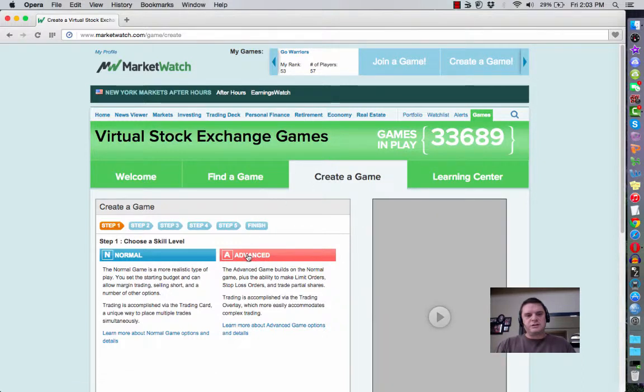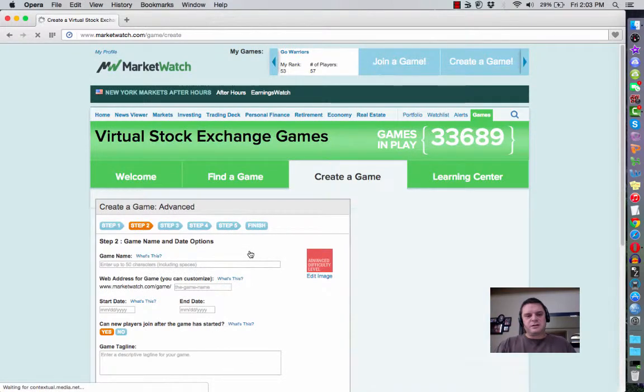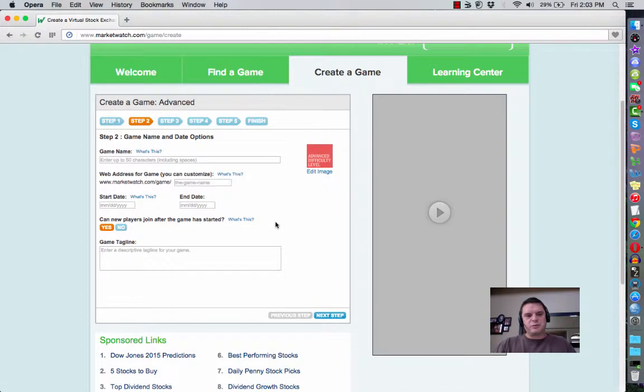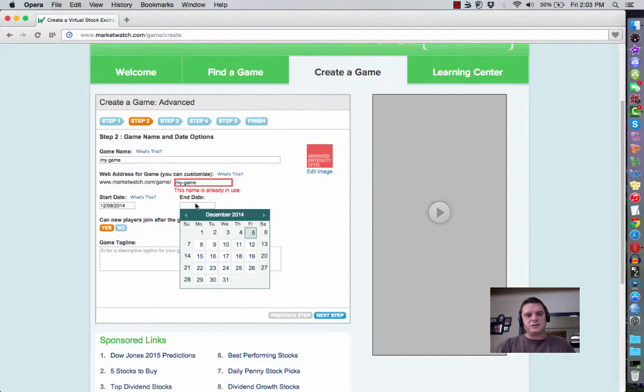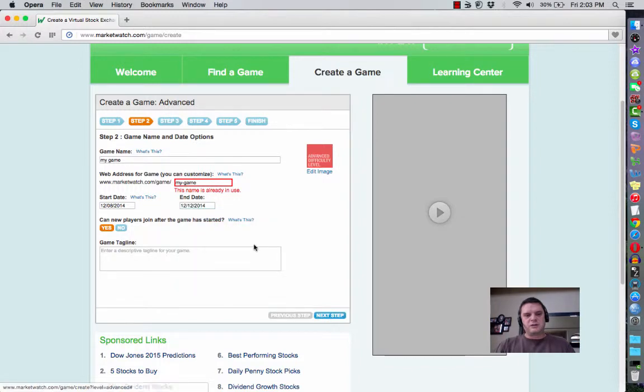And I always click advanced because there's some things under the advanced setting that I think most people should know. You give it a name and start time. Like it could start say on Monday and end a week later or whenever you want it to end. You can give it a tagline, but you don't have to. And I generally select yes, new players can join after the game has started, but you can do it however you want.